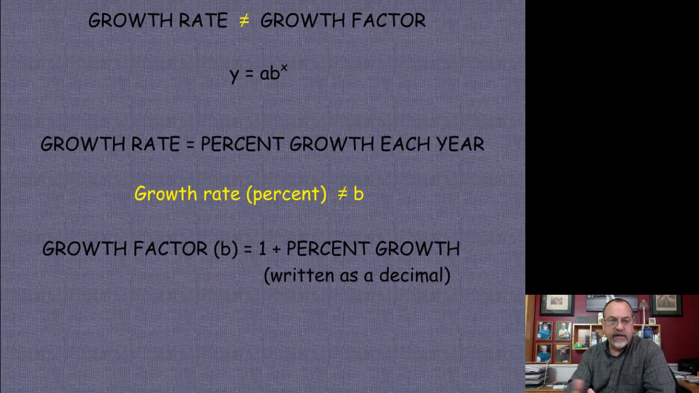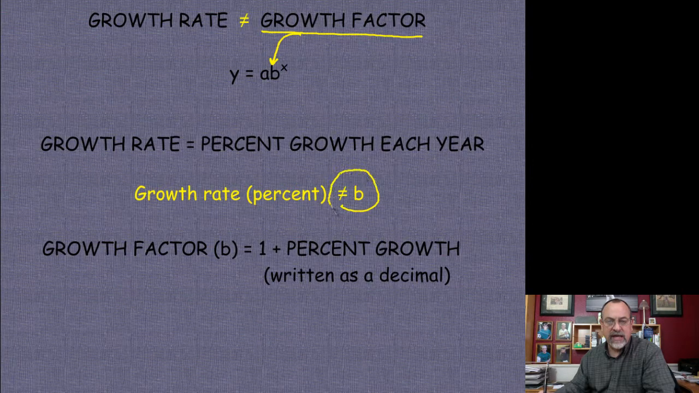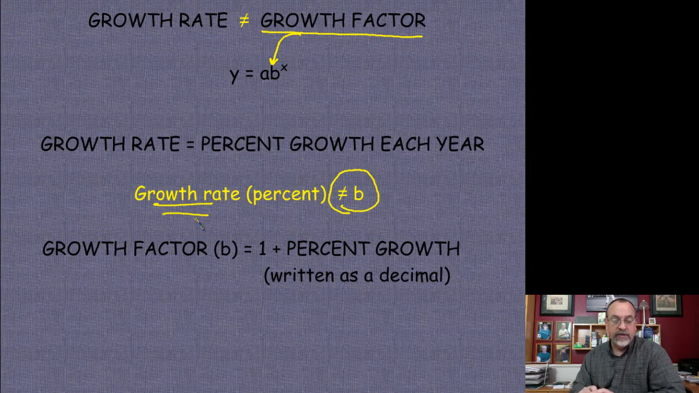Now, as I said, there's a very big difference between growth rate and growth factor, and they are not the same. When we're looking at the equation y equals a times b to the x, the value of b is the growth factor. So whatever the growth factor is, that goes in for b. The growth rate does not go in for b, because the growth rate is not b. Very important thing to notice.